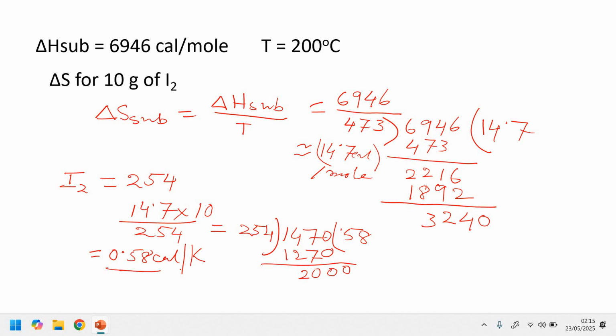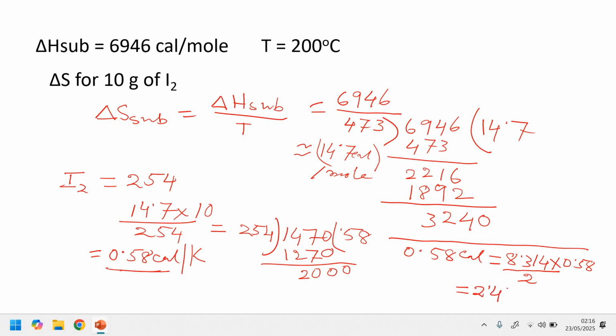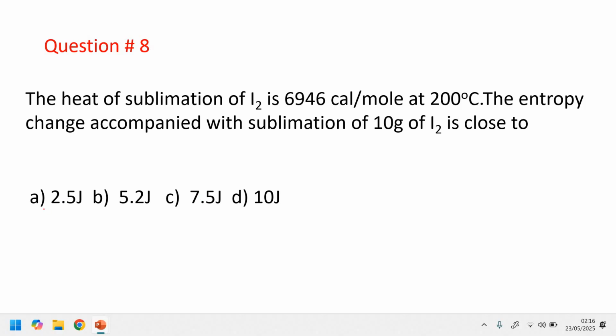Right? Now this value you have to convert into joules. From the value of R, you have to convert it into joules. So 0.58 calorie will be equal to how many joules? From the R value, 8.314 joule is equal to 2 calorie, so 8.314 divided by 2 into 0.58. Now if you calculate this, it will come as 2.4 joule per Kelvin. So now we'll see the option. 2.5 is there, the closest answer. So answer will be A. So these are a few multiple choice questions or problems on entropy. Hope you have understood. Thank you.